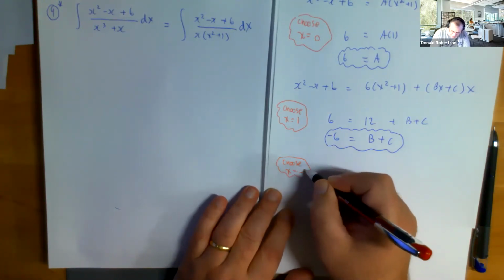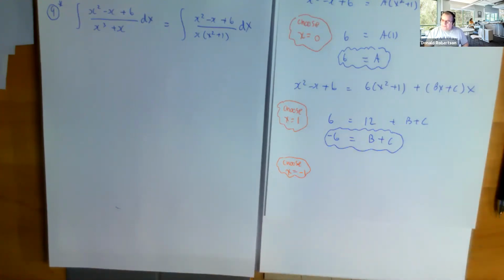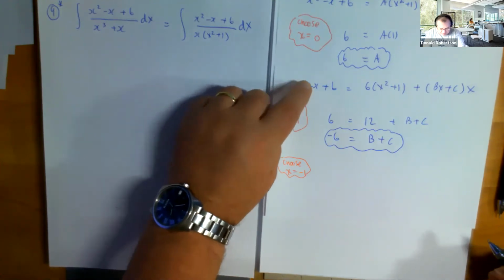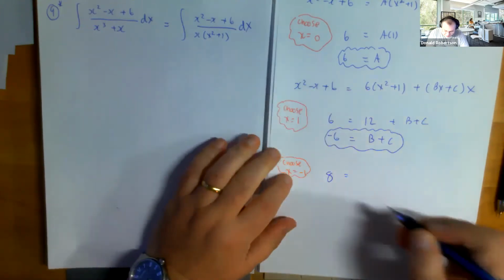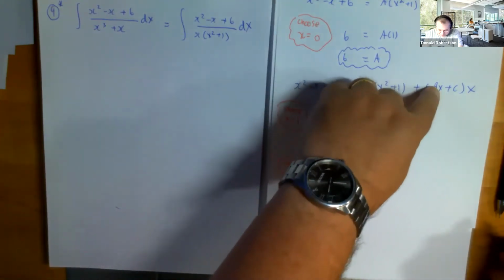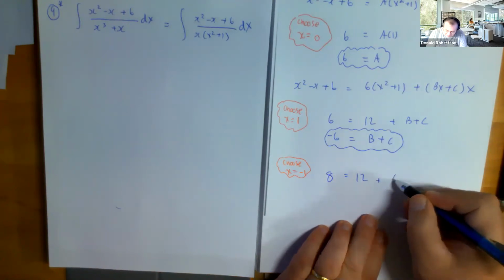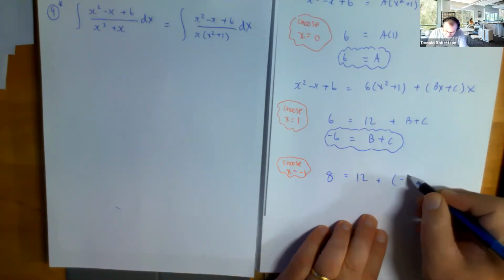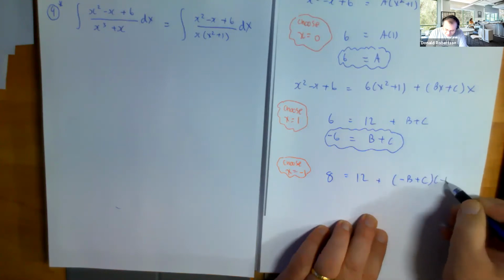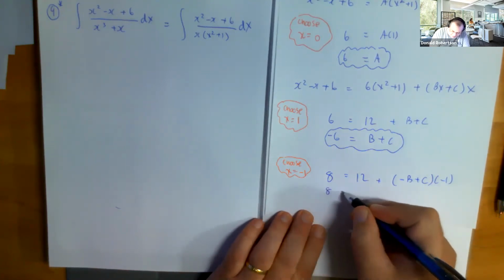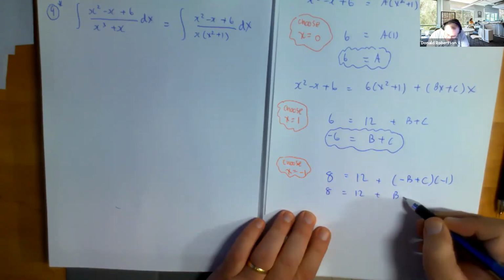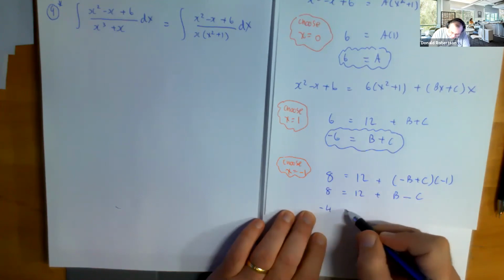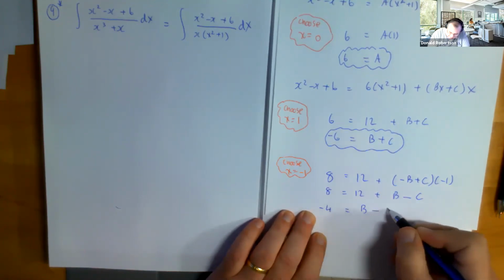I'm now going to choose -1. And -1 squared is 1, -1 squared is 1, that becomes 8. That becomes 12. -1 here gets me negative B plus C times -1. So I now have B take away C, and that's -4 equals B take away C.